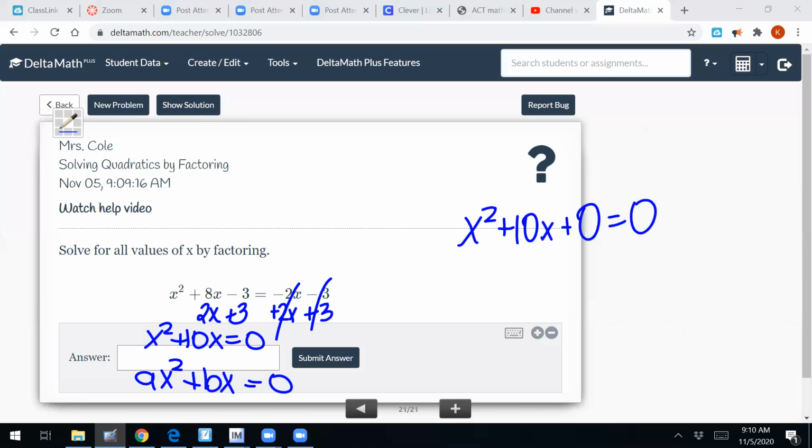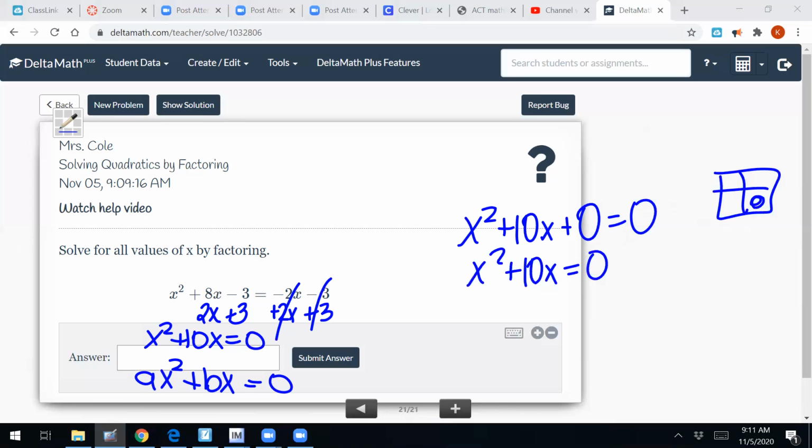Like that, which you can. If that makes it easier for you to see that, then do it. That's totally fine. But what we're going to do right here to solve this is not do a box. We don't need a box for this one because we don't have a c. You wouldn't put a 0 there. There's not going to be any factors. It's not going to work out like that.